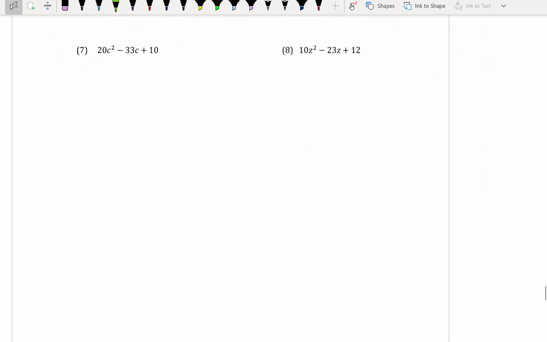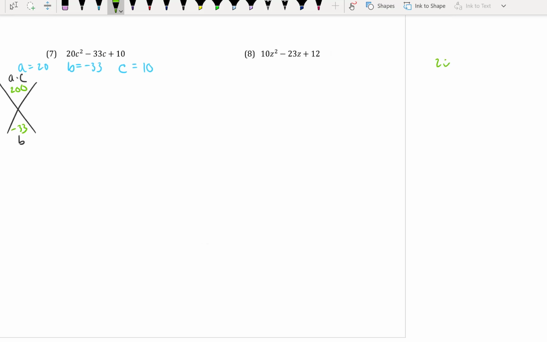That's okay. So if I'm looking at 20c squared minus 33c plus 10, well, they have nothing in common. So I'm going to say that my A value is 20, my B value is a negative 33, and my C value is a positive 10. So my 20 times my 10, since that's A times C, I'm going to have 200. My B value is a negative 33. So again, I like my scratch paper. I'm going to look at my multiples of 200. And remember, my goal is to add to negative 33.